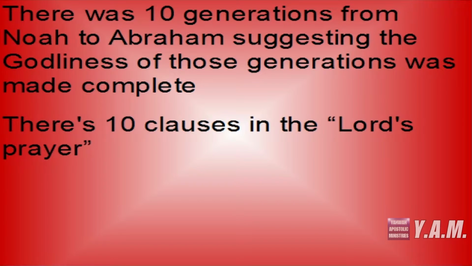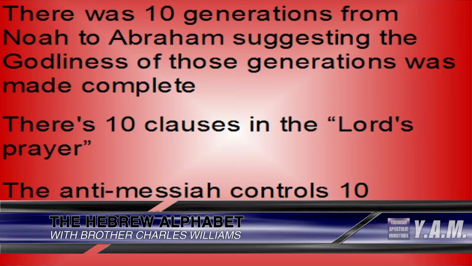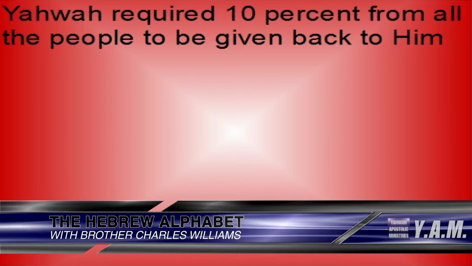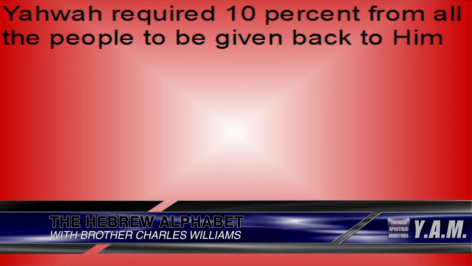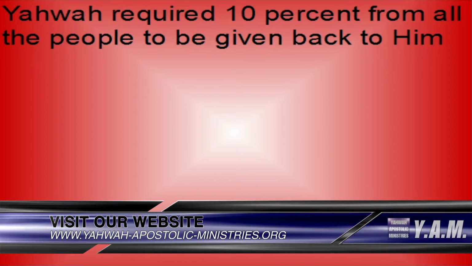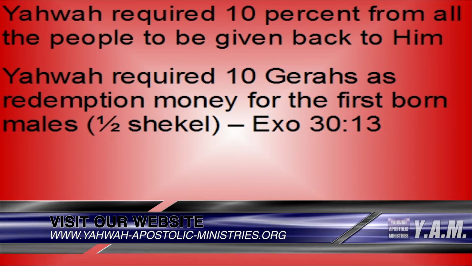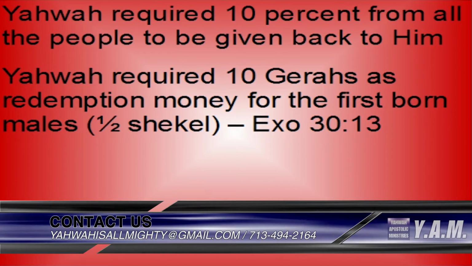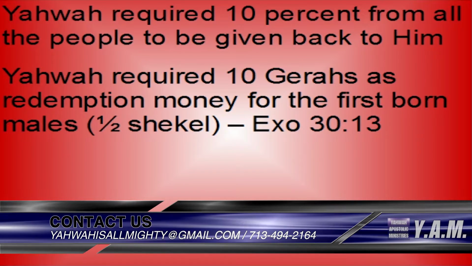We saw that there were 10 clauses in the Lord's Prayer. We saw that the anti-Messiah controlled 10 kingdoms on earth. Yahweh requires 10% from all the people to be given back to Him. Yahweh required 10 denaries as a redemption money for the firstborn males, which is also called a half shekel, and that's in Exodus chapter 30, verse 13.